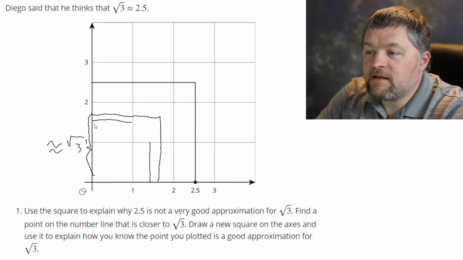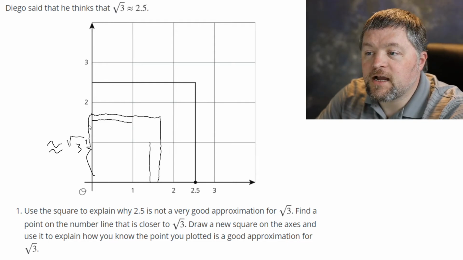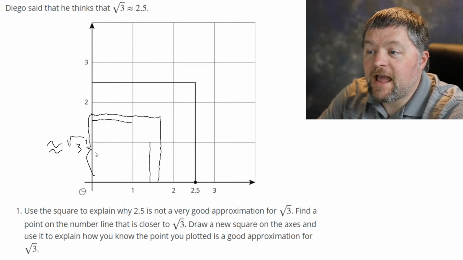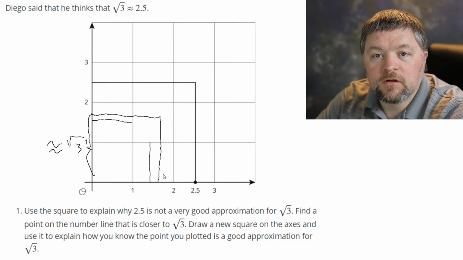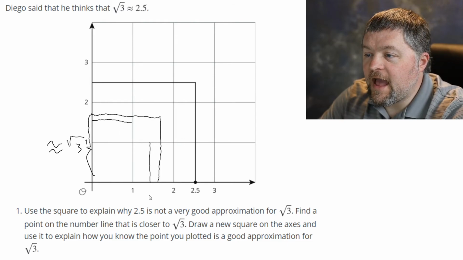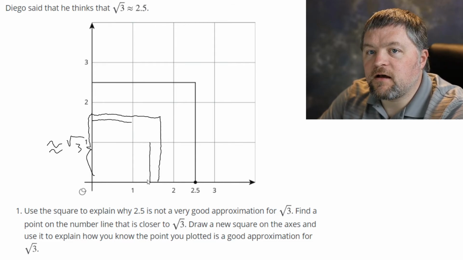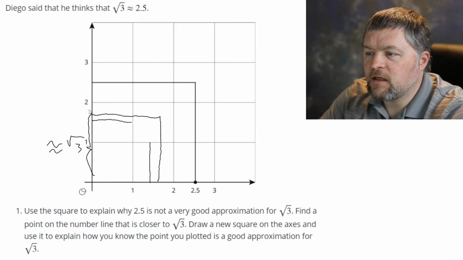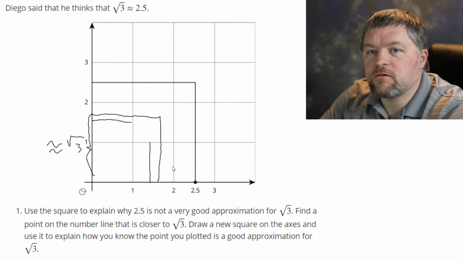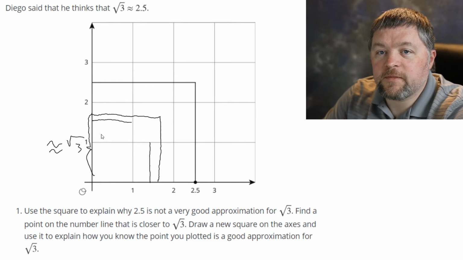So really, any length in here that you drew where the side length is between 1.5 and 2 will give you a good approximation, because 1.5 would have a side length of the square root of 2.25, and 2 would have a side length that is the square root of 4. So if you're between 1.5 and 2, that's a good approximation.